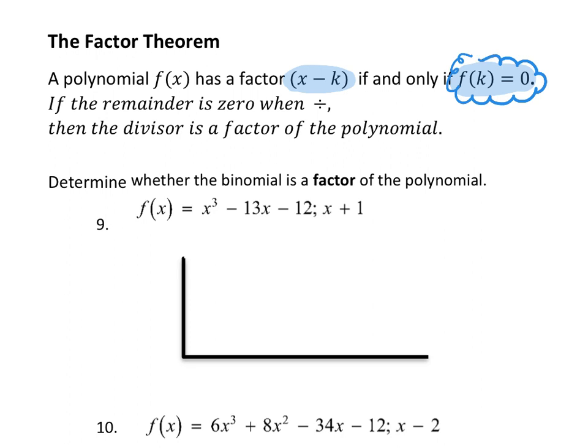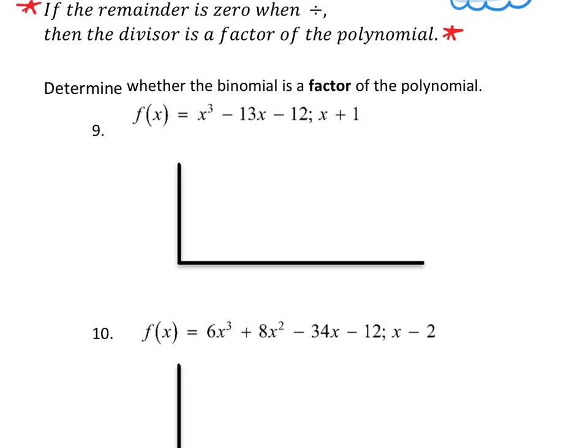if we plug a number in, the k from the factor, whatever we get out when we evaluate is the remainder. So basically, if the remainder is 0 when divided, then the divisor is a factor of the polynomial. So if, when we do synthetic division for these binomials and polynomials, we get that the remainder is 0, then we can say that that is a factor of the polynomial, or it would divide evenly. That's what factors are. They're evenly divided binomials into larger polynomials.